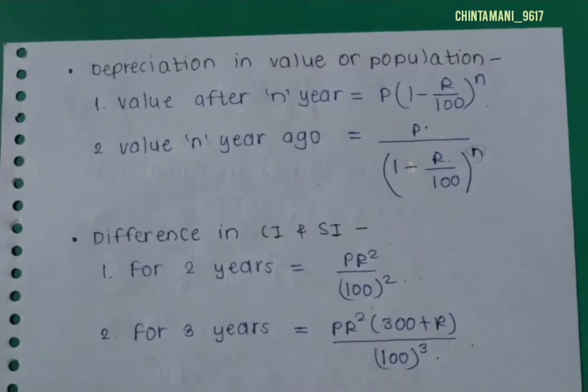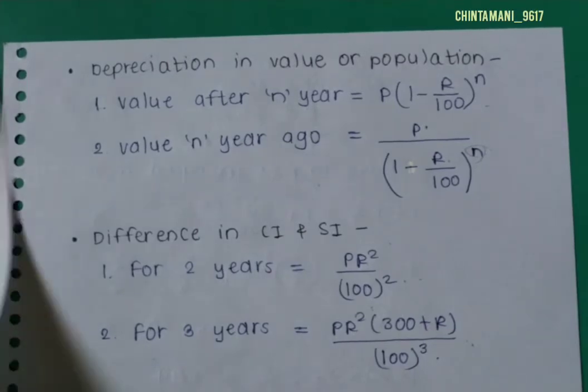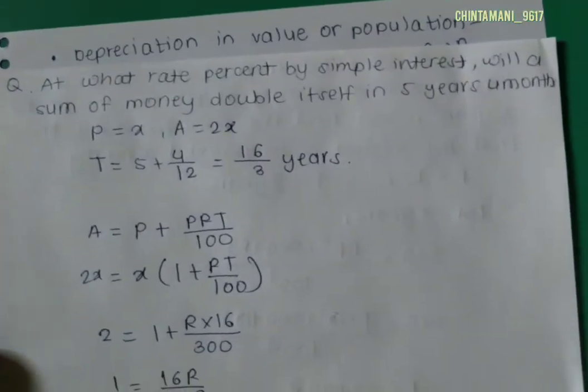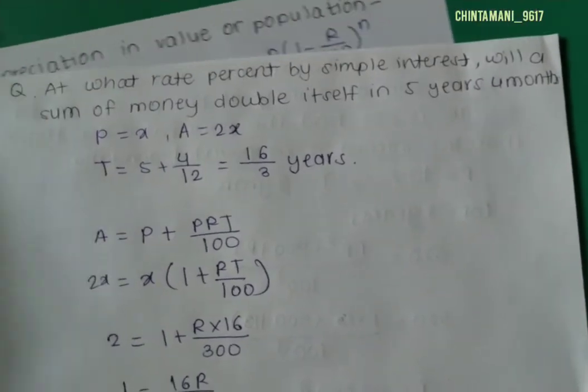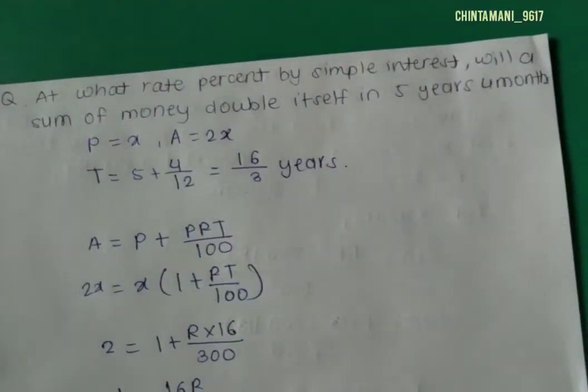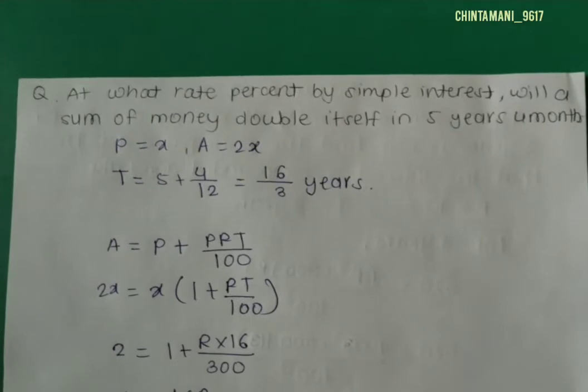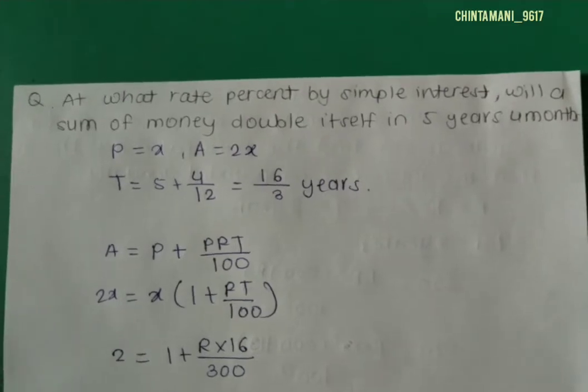Let's take some examples for this. Our first example will be: at what rate percent by simple interest will a sum of money double itself in 5 years and 4 months? That is, in simple interest, we have taken some principal amount, and it doubles in 5 years and 4 months. What is the rate for that?